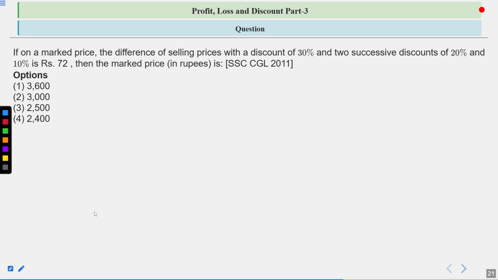If on a marked price, the difference of the selling price with a discount of 30% and two successive discounts of 20% and 10% is 72 rupees, then the marked price is in rupees. This question was asked in SSC CGL exam 2011. So there are four options. First one is 3600 rupees, second is 3000 rupees, third one is 2500 rupees, and fourth one is 2400 rupees. Now you have 10 seconds to analyze the question. Your time starts now.